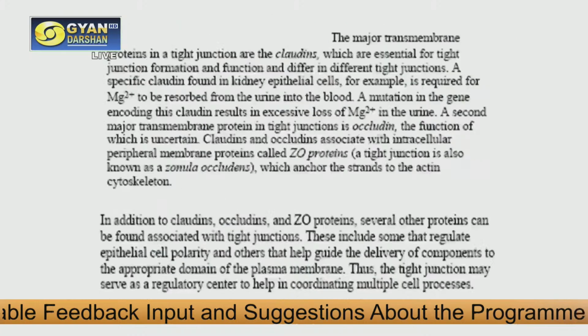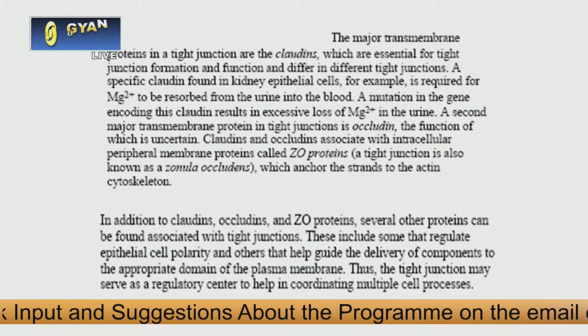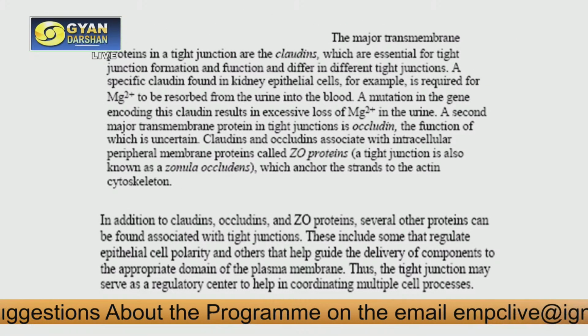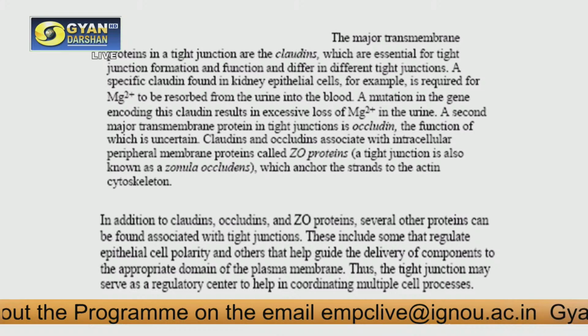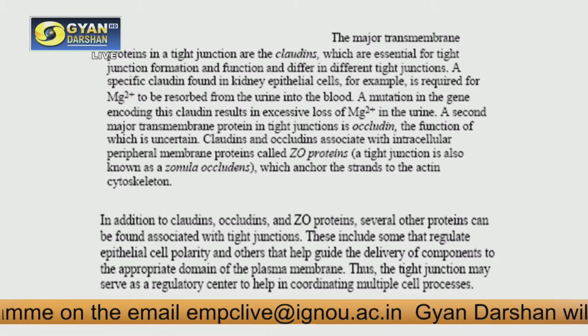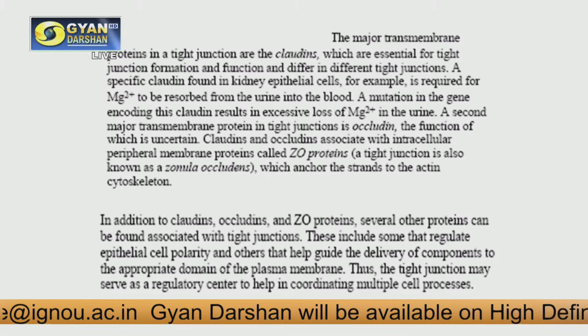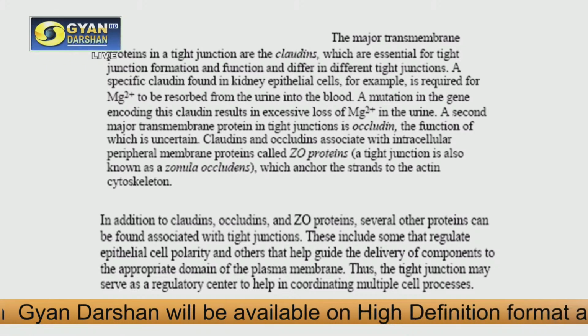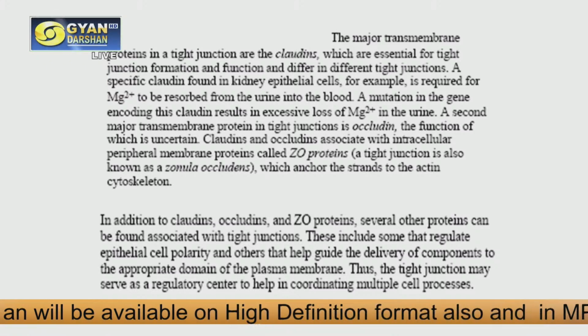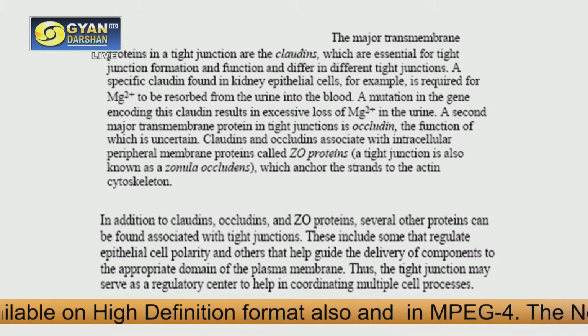Now, claudin is a major transmembrane protein. What is meant by transmembrane? Transmembrane means which spans across the membrane. It is a transmembrane protein, and it is the major tight junction protein, that is, claudin.